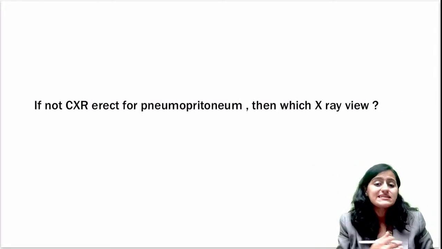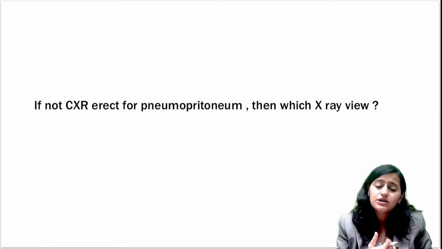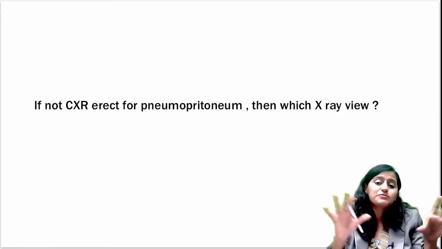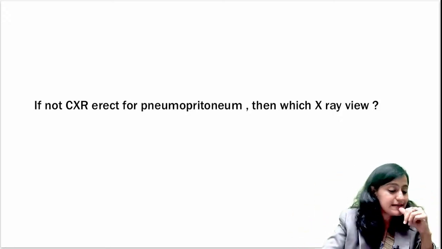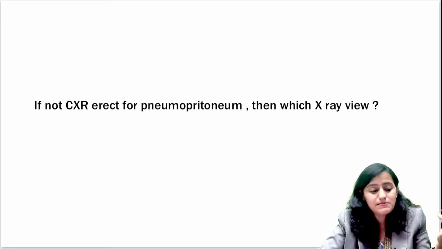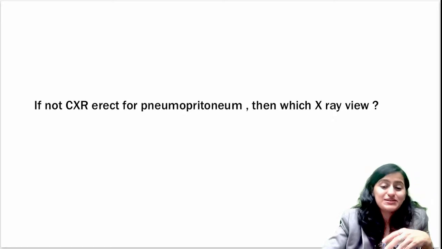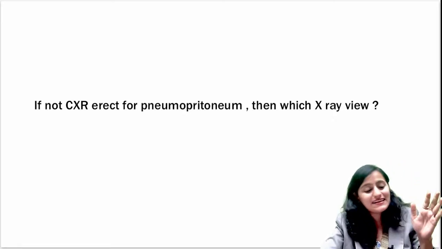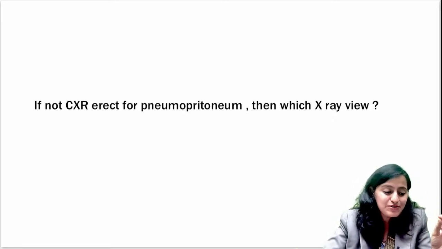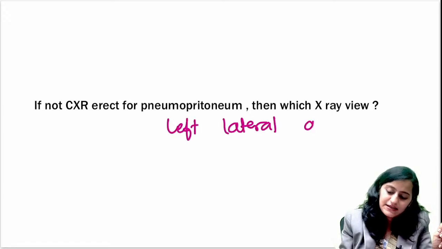If not chest X-ray erect because the patient is in a very bad condition, then what X-ray view will you do? If the patient is not able to stand, we will not force the patient to stand for an X-ray. Then what will you do? Very good, lateral decubitus, not supine. Which lateral decubitus? Correct, it's going to be left lateral decubitus.